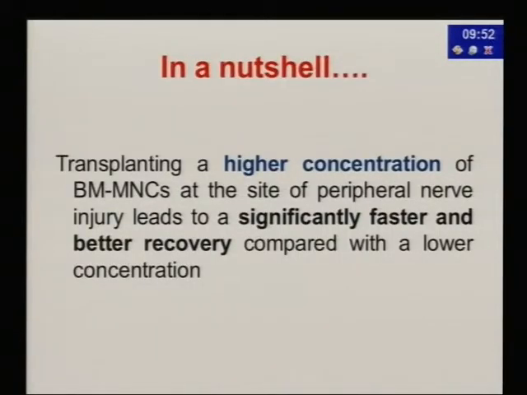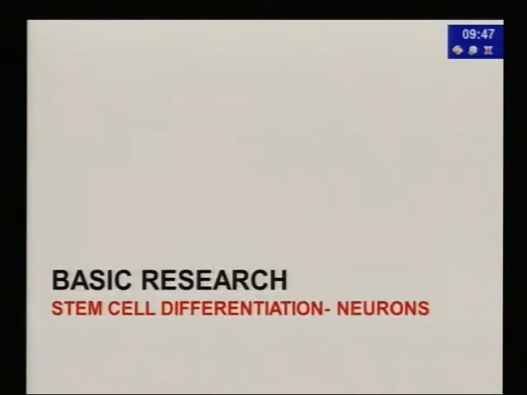That means a higher concentration of cell dose has significantly faster and better recovery. So now we have only given unprimed stem cells. What happens if we give primed cells, which are really primed into neuronal lineages? For that, we need to understand the biology of the stem cells. How do they differentiate into neurons, and specifically into dopaminergic neurons?